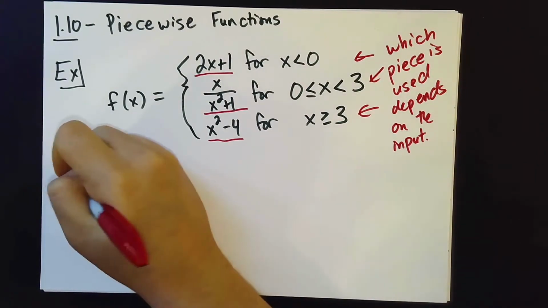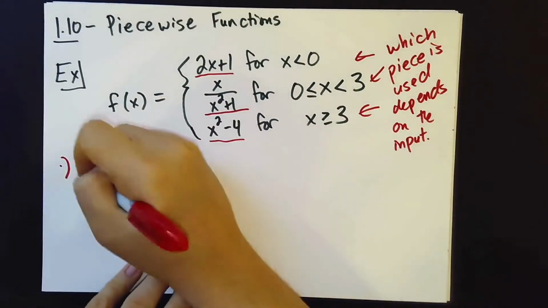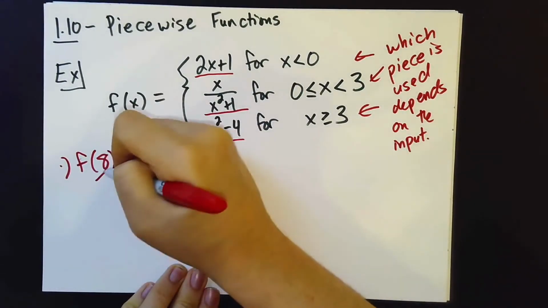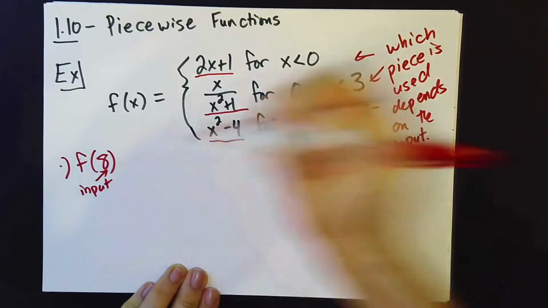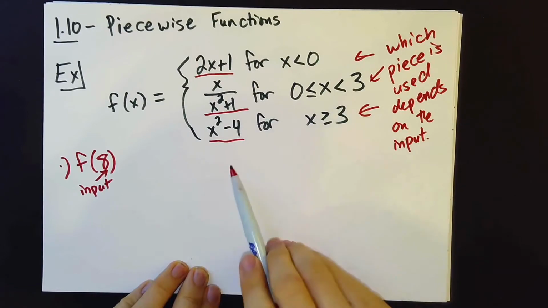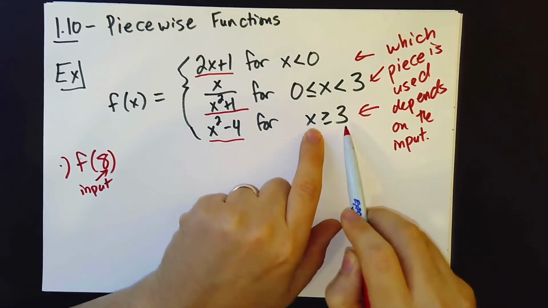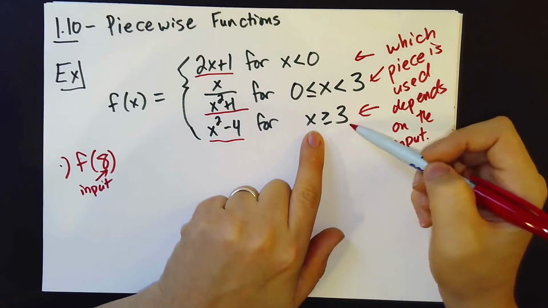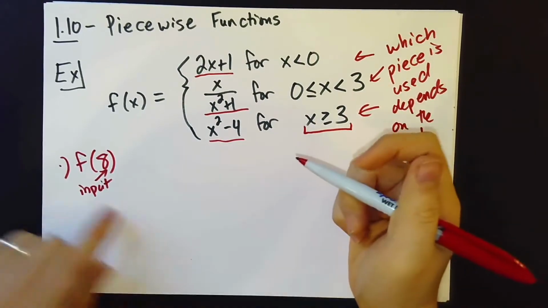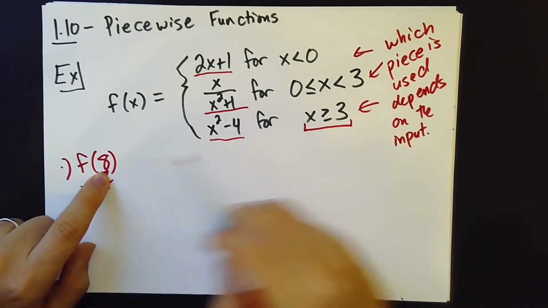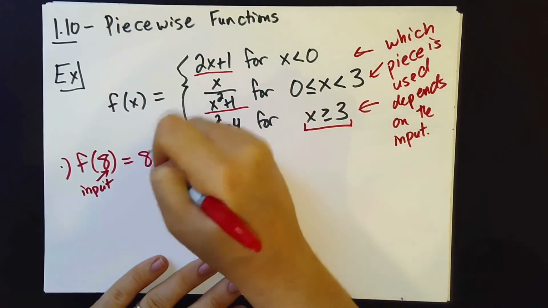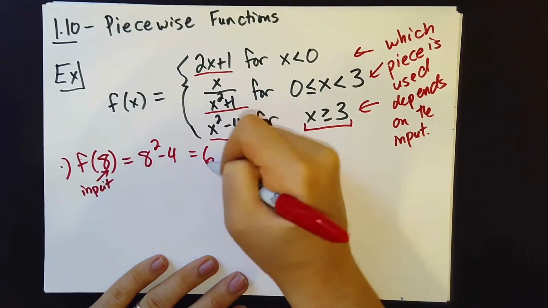And so, for example, if you go to calculate f of 8, I have the input here, 8. And I look here: 8 is not less than 0, 8 is not between 0 and 3, 8 is bigger than 3, so that means I use the function in the last line. Again, this condition is what tells me that when I'm evaluating this function at 8, I need to use this third line. And so this is 8 squared minus 4, and so it is 60.